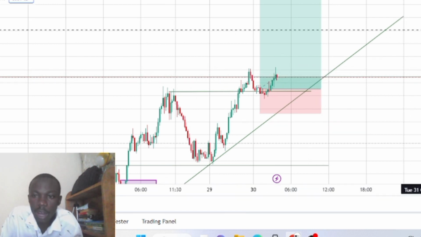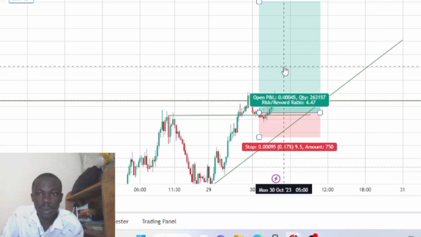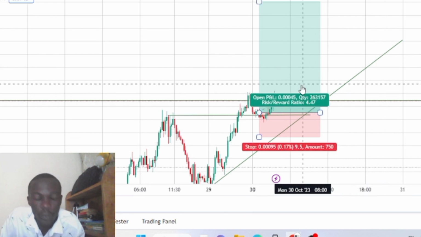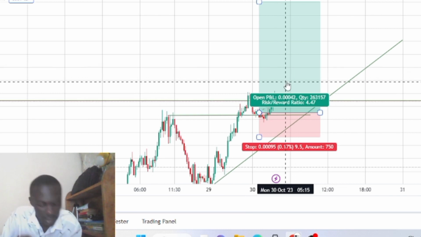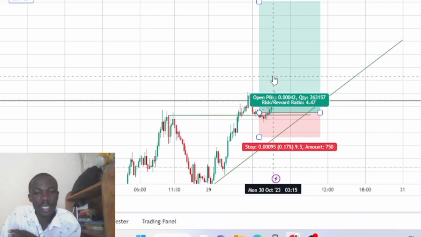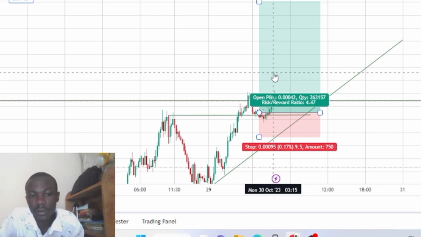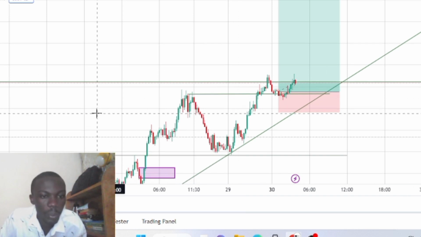Now, how much do we make if this trade hits my take profit? You can see it is a 1 to 4. I'm risking $1 to get $4. That is, if it takes my take profit, I would have won $4 profit in this very trade. So let's now talk about how we plotted this trade.